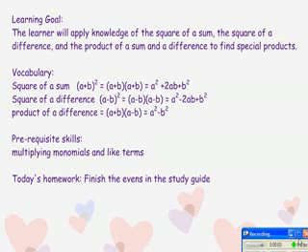This video is for Algebra Section 8.8 Special Products. Our learning goal for today, the learner will apply knowledge of the square of a sum, the square of a difference, and the product of a sum and a difference to find special products.